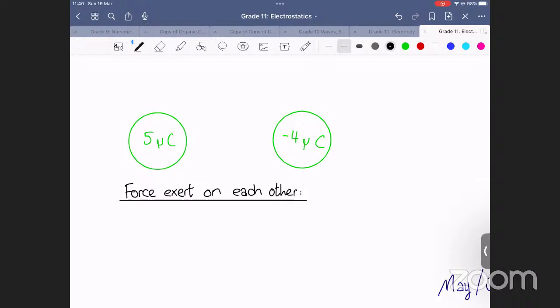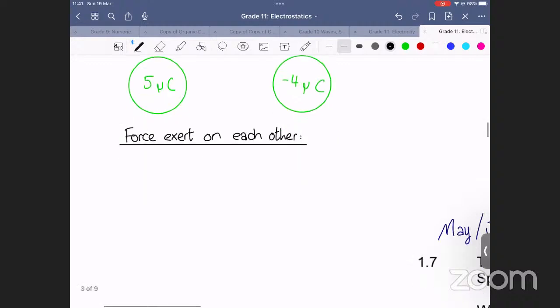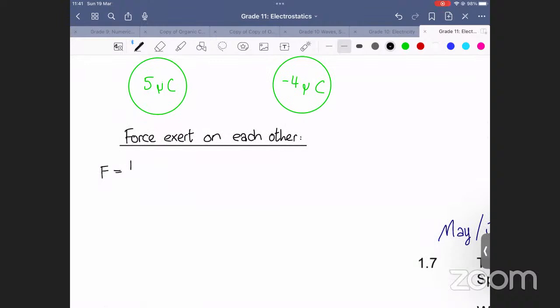So the force that they exert on each other, according to Newton's third law, is equal in magnitude but opposite in direction. So if you can calculate the force that one exerts on the other, then it's the same force that the other exerts on the first one. So that's where this formula comes in. F is equal to K times Q1 times Q2 over the distance between them squared.